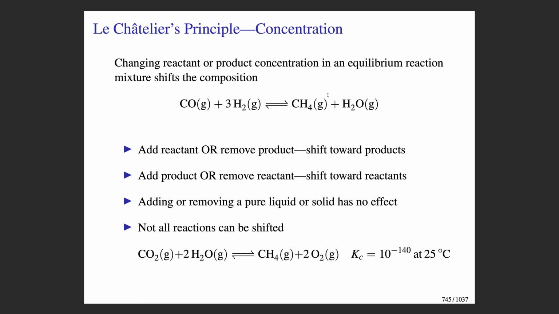Another way you can do that would be to siphon off one of the products. So for example, suppose that you siphoned off some of the methane here. That would cause the methane concentration to decrease, and the system would respond, that is, it would try to get back to equilibrium by decreasing the amount of the reactants a little bit in order to compensate for the change that you introduced. So it would make some methane, along with water vapor, to compensate for the amount of methane that you took. So you can either add a reactant or remove a product, and that will shift the reaction towards the product side.